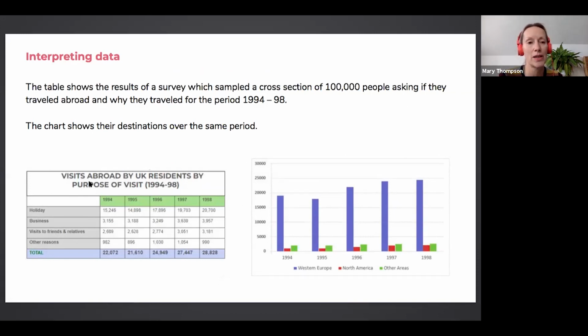So I'll just read out the question. The table shows the results of a survey which sampled a cross-section of 100,000 people, asking if they travelled abroad and why they travelled for the period 1994 to 1998. So the chart shows their destinations over the same period. Okay, one thing actually I just noticed is the spelling of travelled in here. So it's an American spelling. So just make sure that you're consistent in terms of spelling, because we spell it with a double L. So I guess either is fine, but just make sure you're using either British or American.